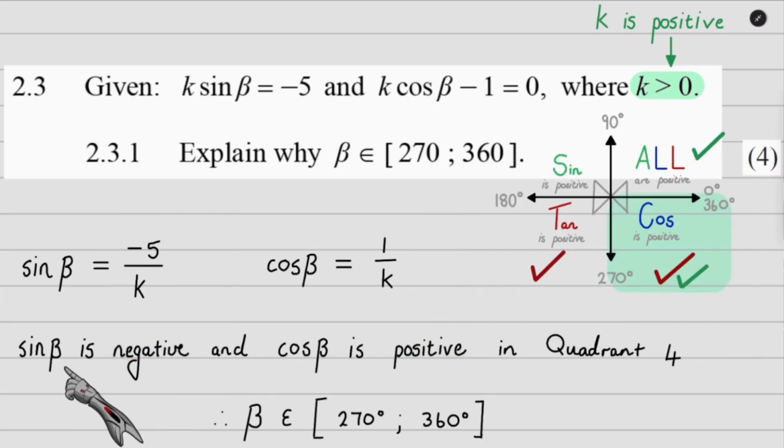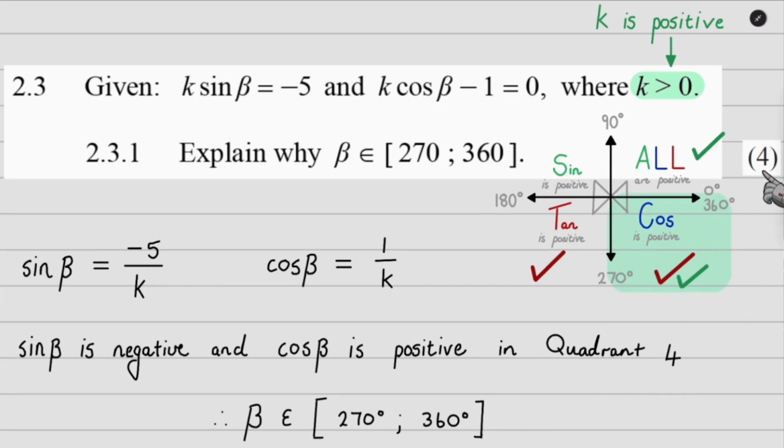We firstly need to state that sine beta is negative and cos beta is positive in quadrant 4, as we discussed earlier. And then we wrap it up with a nice bow and say beta is an element that spans between 270 degrees and 360 degrees.